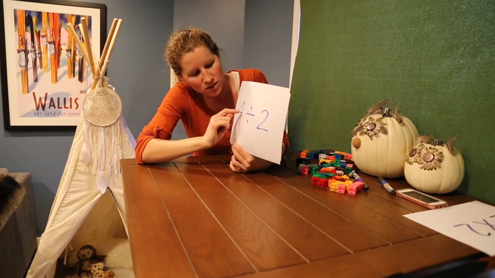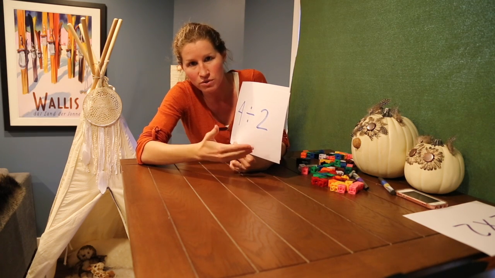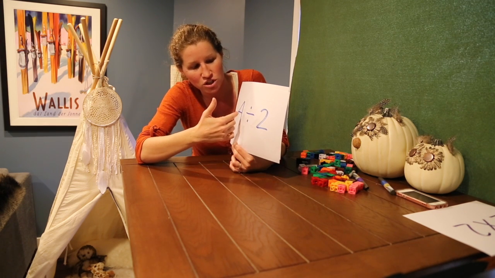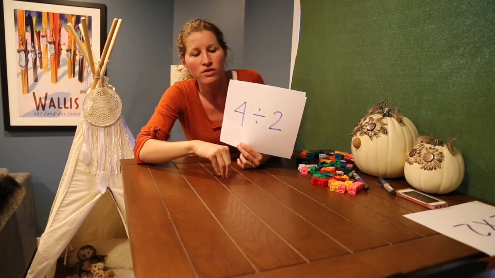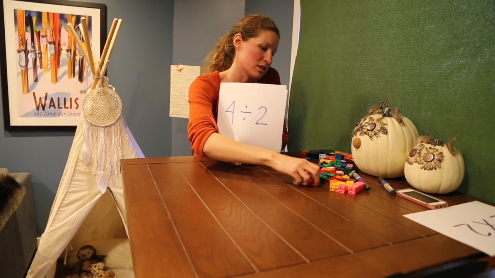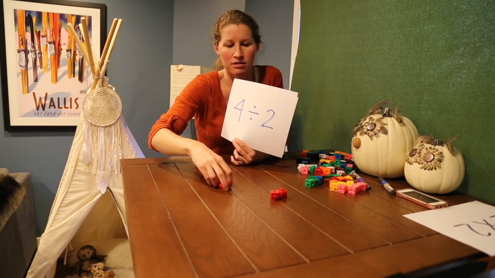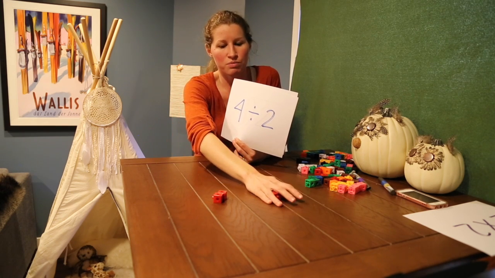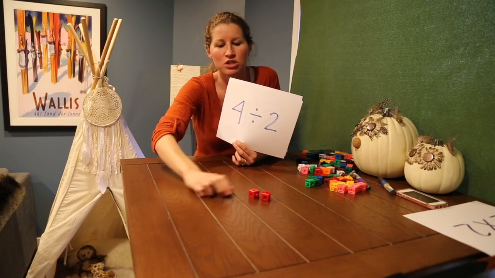4 divided by 2 is just taking 4 items and putting them into groups of 2, or you can say sharing them with 2, or whatever. It really doesn't matter whether they take the 4 and put them into groups of 2, literally making this a group of 2, this a group of 2, or saying I'm taking 4 and putting them into 2 groups.